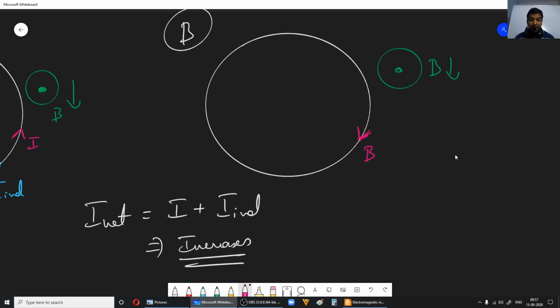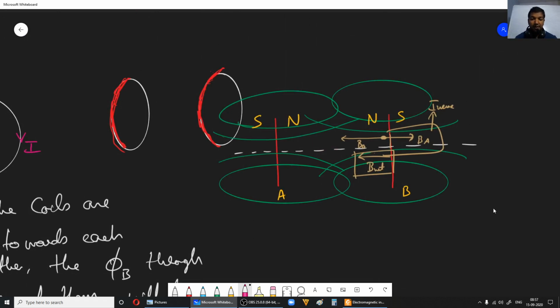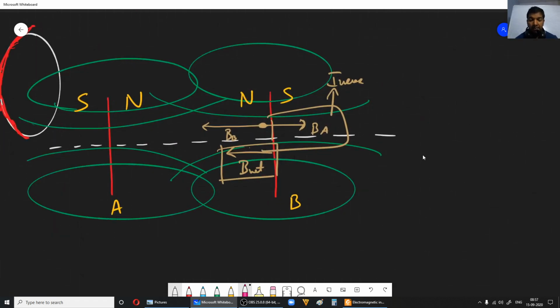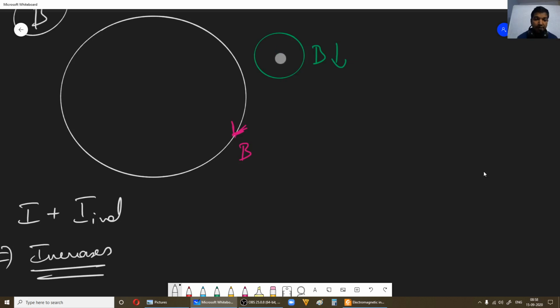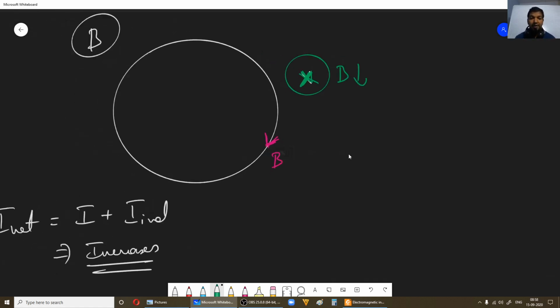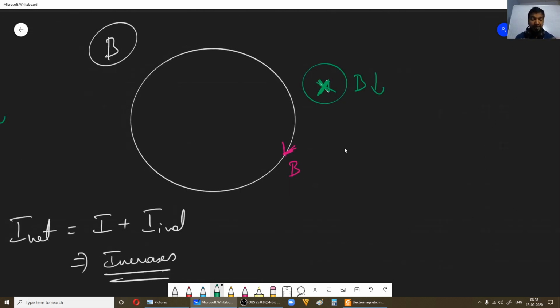But with respect to the observer, if you focus only on coil B, see the direction of the magnetic field. You are the observer, and you are actually seeing the south pole of coil B. So therefore I have to write the magnetic field this way. The magnetic field with respect to coil B is going away from you. Make this change. Now the magnetic flux through coil B is decreasing.